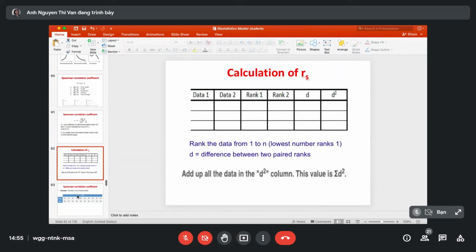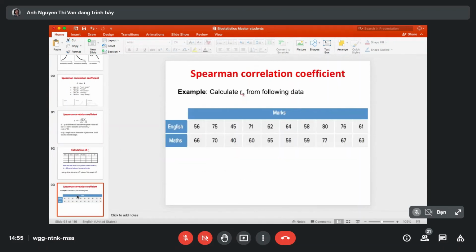Okay, so now you practice this exercise to find the RS.